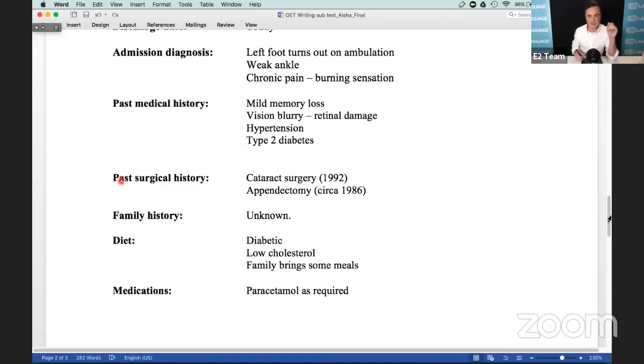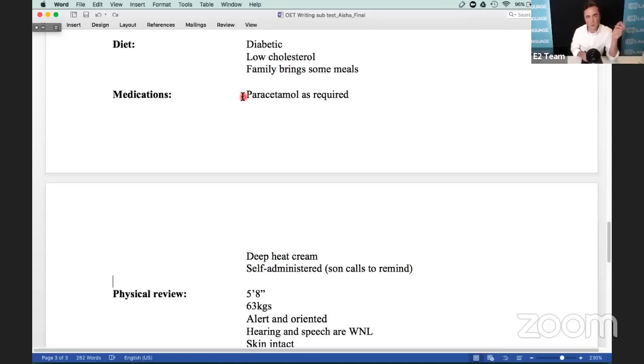Fine. Let's keep looking at these case notes. Paracetamol is required. I imagine that's for her ankle. Deep heat cream, again, probably for her ankle. Self-administered, with phone calls to remind. Okay, so I probably will tell the home care nurse about the medications, but considering the medication is just paracetamol and deep heat cream, it doesn't seem to be that important.